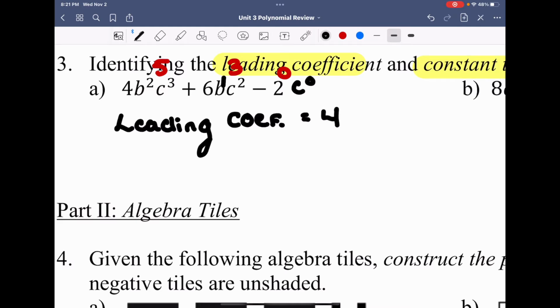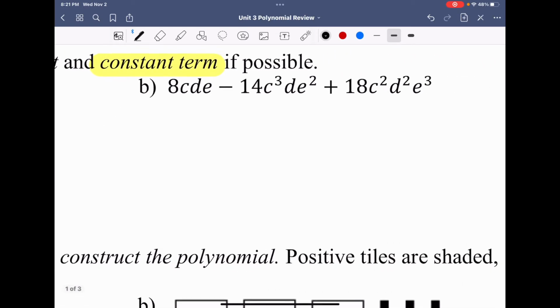Okay, now what is the constant term? The constant term is always the one that has no x, y, or any variables on it. So what is the term with no variables? It is the negative 2 on the very end here. So I take this and I go, my constant term is equal to negative 2. How do we know? Because it has no variables, or it remains constant no matter what values we choose for B and C.